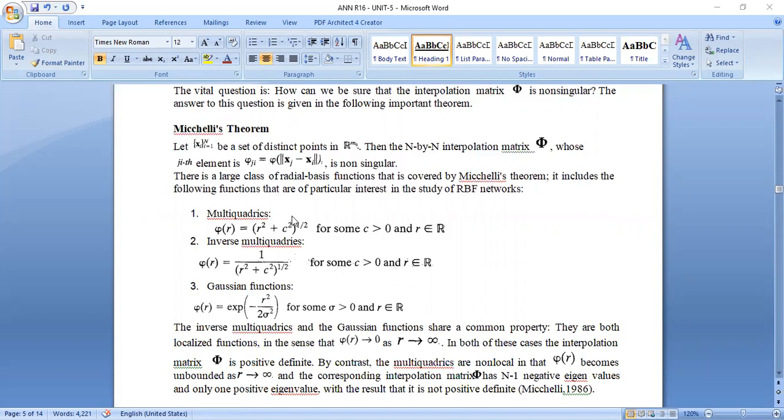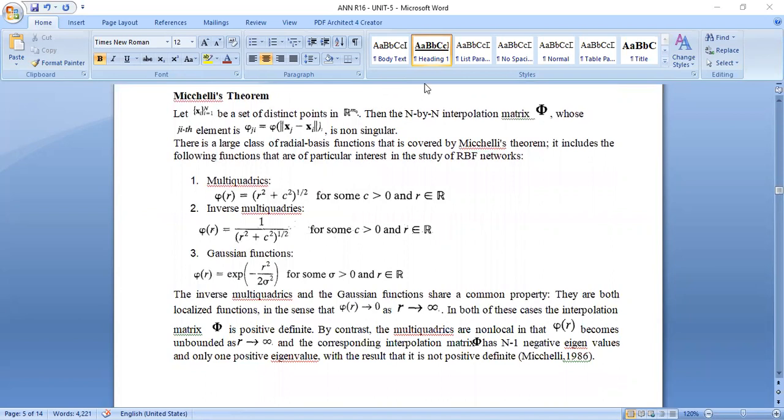What are those? The first one is multi-quadrics, represented by phi of r equal to r square plus c square whole to the power of 1 by 2, for some c greater than 0 and r belonging to the real space. The second one is inverse multi-quadrics: phi of r equal to 1 by r square plus c square whole to the power of 1 by 2, for some c greater than 0 and r belonging to R.